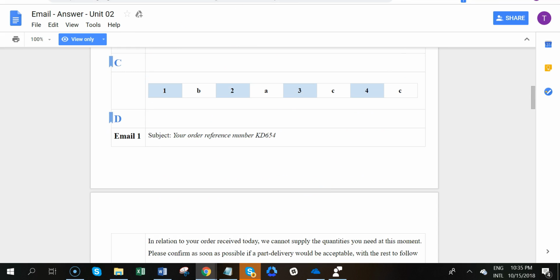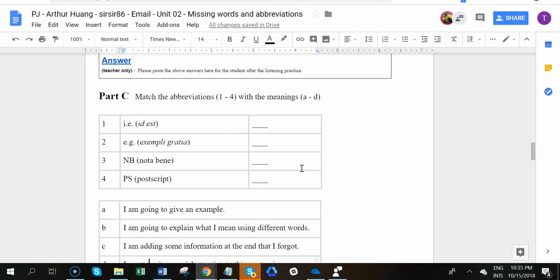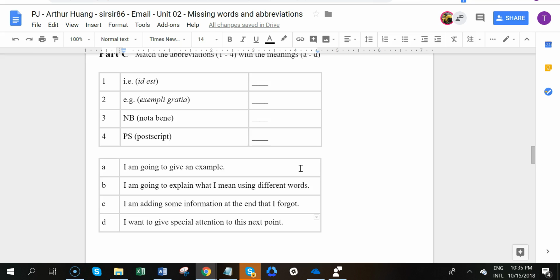I'm going to give an example. Are you sure? IE. B. I'm going to explain what I mean using different words. Okay, so that is B. Okay, id est. You know what, Mr. Arthur, this id est and exempli gratia is a Latin word. I don't know if it is Latin or Greek word, but this is the origin of how it became IE.